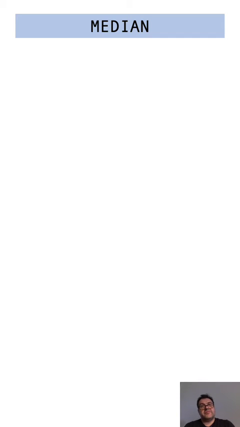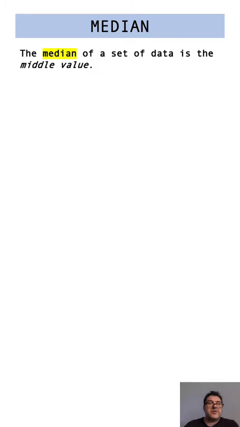So this presentation is going to talk about the median of a set of data, the quartiles, the interquartile range, and box plots. So we're going to see what all of those things are. So first of all, starting with the median of a set of data is the middle value.